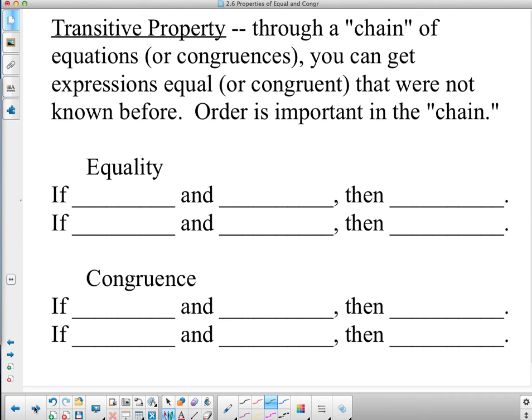Okay, it says through a chain of equations or congruences, you can get expressions equal or congruent that were not known before. Order is important to the chain. Okay, let's make a segment one. If AB equals CD, and now here's the important order, I need to repeat the CD, the right-hand part, again for my next equation. So if AB equals CD and CD equals XY, then what expressions are equal that were not known before? AB is going to equal XY.